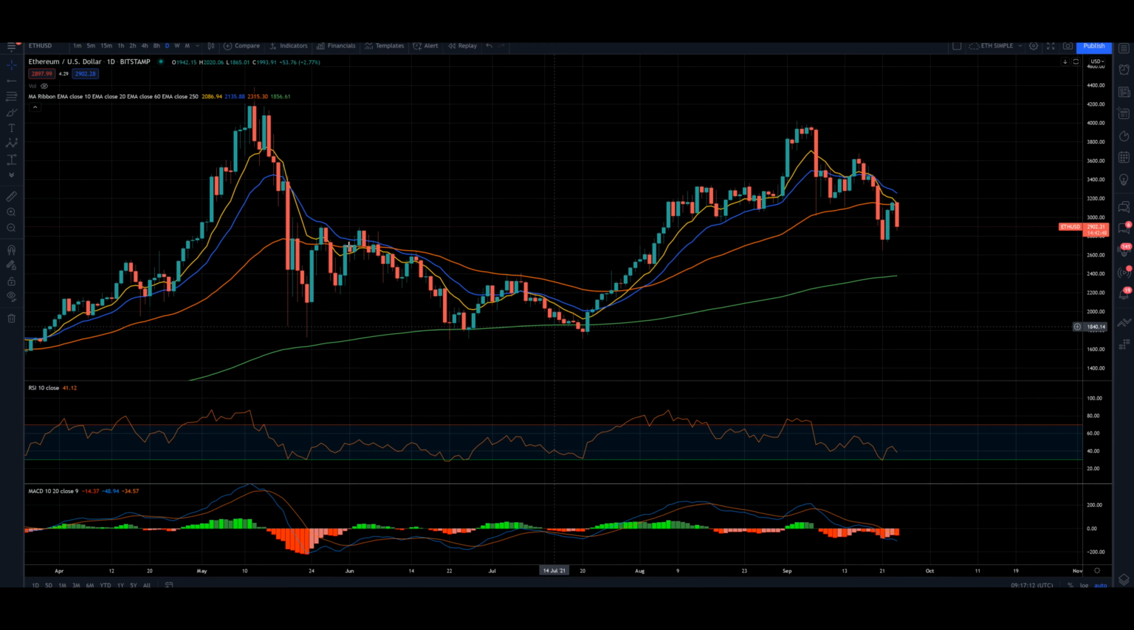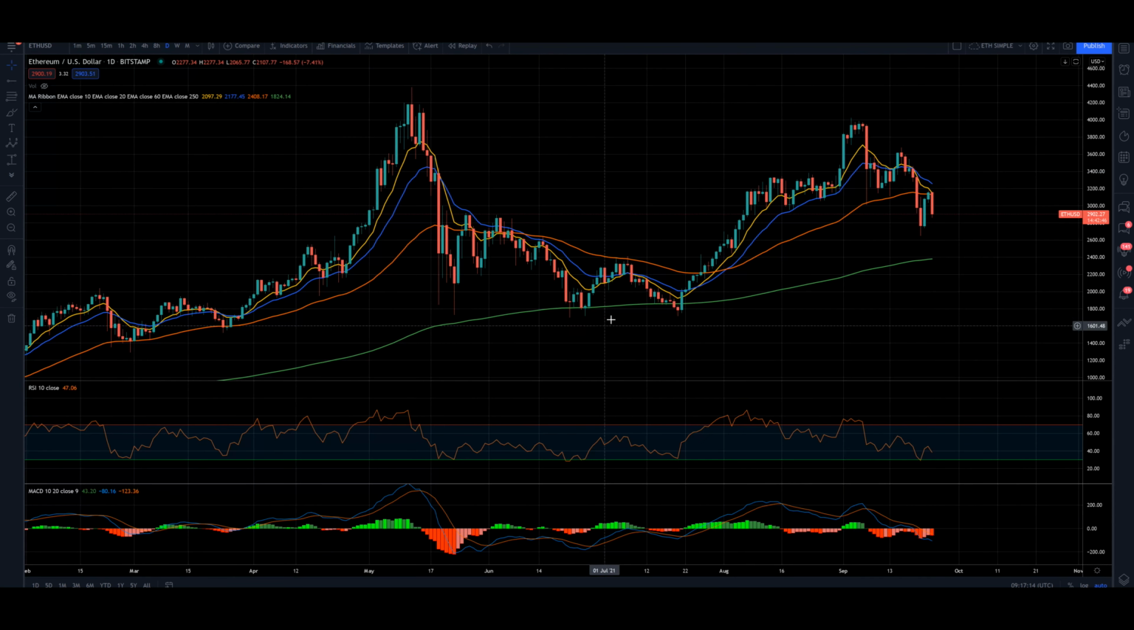The 250 down here has proven to be major support before. We see here around the bottom on the 22nd of June, and we also see here the bottom of the 20th of July. The 250 has acted as major support before the moving averages cross back up into the positive territory.